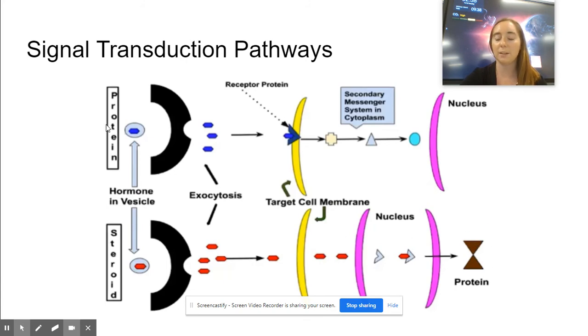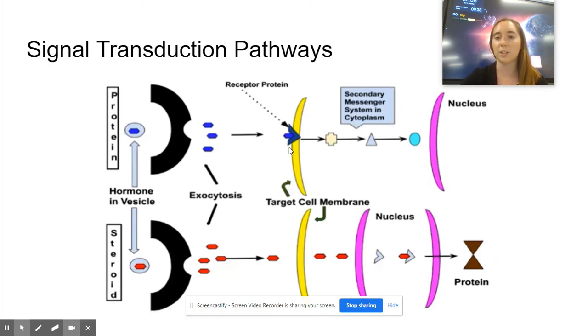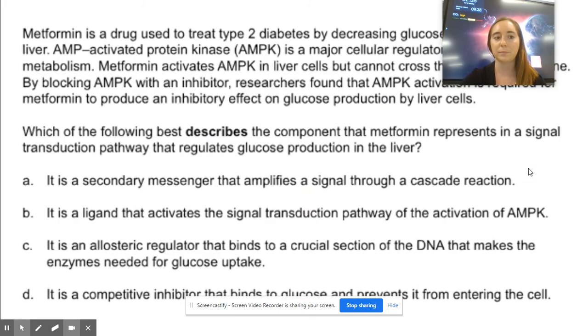For a protein, though, it's a much harder process because you need a receptor protein and you also need a secondary messenger. So keep that in mind when you're looking at this, because the steroid can move through the cell membrane really easily, where the protein cannot. It's too large and it's not able to move through, so it needs a receptor there.